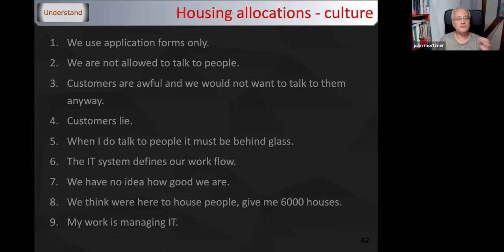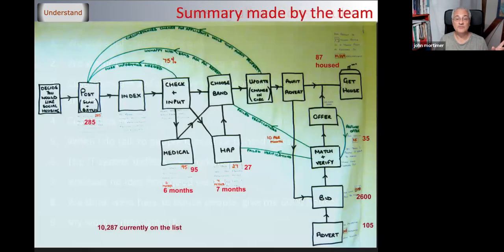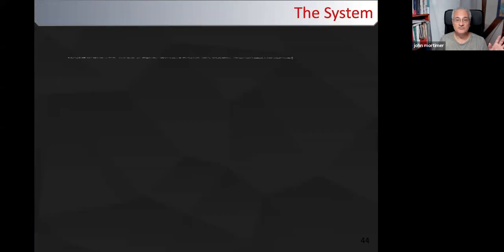So I say, right, put the map of what the system works like on one sheet of paper. This is what they did. This is what it is, in a simplistic way. Now, let me just go through this so that we can work it out in a digital way.